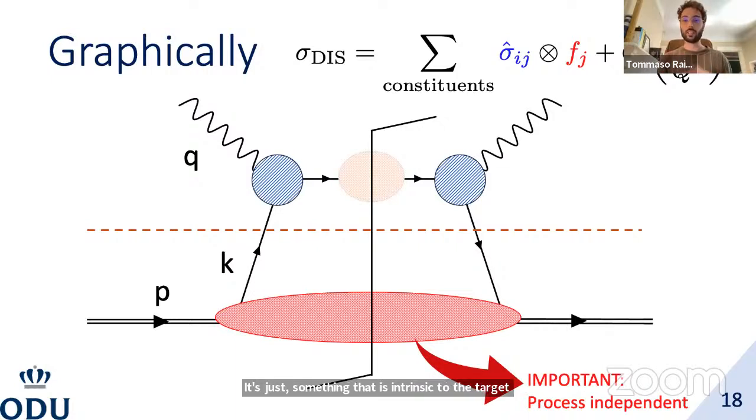I don't know if I'm just saying the same thing over and over, but really it has nothing to do with that. If you want, it's something that only tells you about the nature of the hadron, and not the process, not the photon or whatever else.